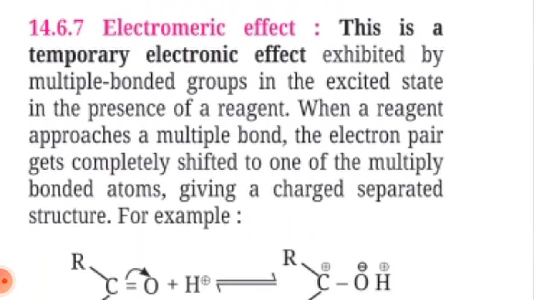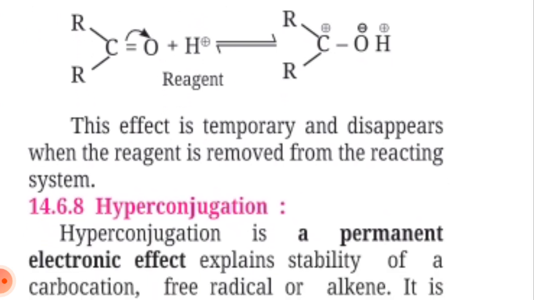Electromeric effect. This is a temporary electronic effect exhibited by multiple bonded groups in the excited state in presence of a reagent. When a reagent approaches a multiple bond, the electron pair gets completely shifted to one of the multiply bonded atoms, giving a charge separated structure. For example, RC=O reacts with H+ as a reagent to give RC+-OH. This effect is temporary and disappears when the reagent is removed from the reactant system.